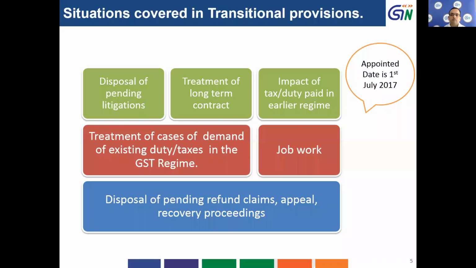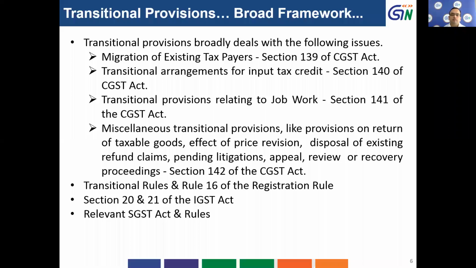If you see the basic framework, migration of existing taxpayer is covered under section 139 of the CGST Act. Then transitional provisions related to input tax credit are given in section 140 of the CGST Act. Transitional provision relating to job work is given under section 141 of the CGST Act. And there are miscellaneous provisions on price revision, appeal, review, etc., covered in section 142 of the CGST Act. Apart from that, government has also made transitional rules. One of the relevant rules is rule 16 of the registration rules.